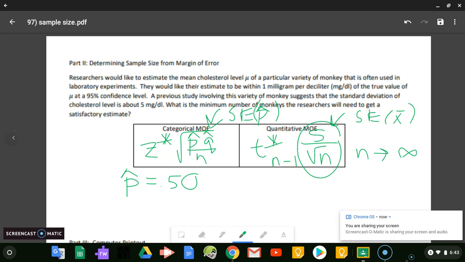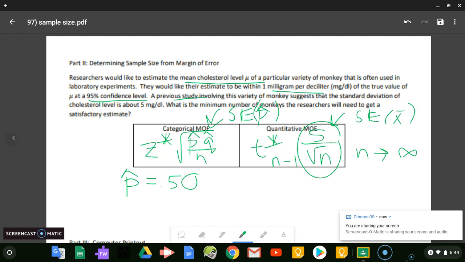So when we're trying to determine sample size and we're trying to find something that's a quantitative margin of error, we actually have to use a critical z-score because we don't have any other way to find a critical t. And we know that as n gets large anyway, the critical t gets very close to the critical z. If we look at this question up here, we have researchers who want to estimate the mean cholesterol level for a particular variety of monkey within 1 milligram per deciliter. And they're talking about 95% confidence.